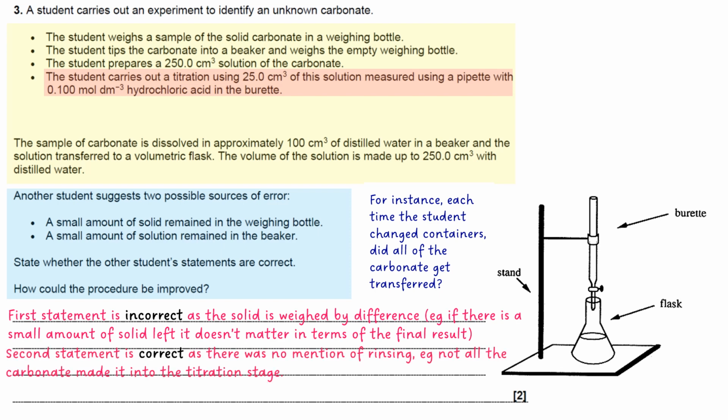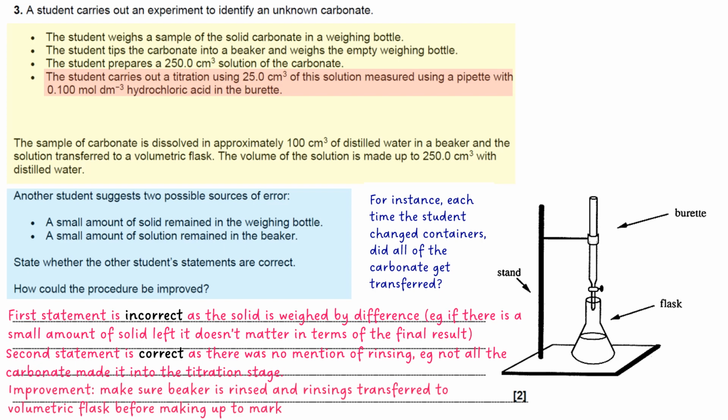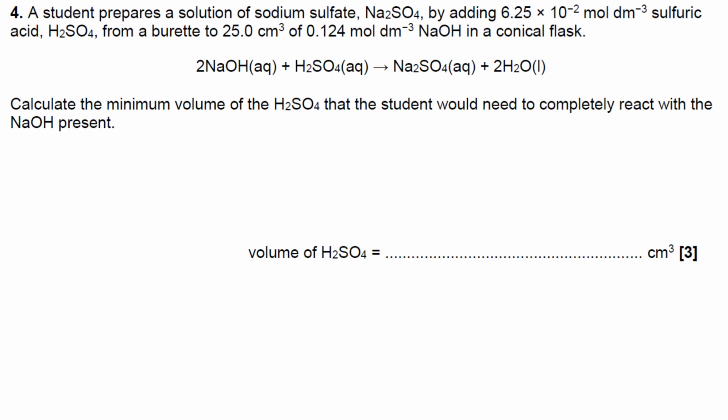The second statement is actually right, because if a small amount of solution is remaining in the beaker, then what's going to happen is the amount you think is going to be in your titration is a little bit less than what you actually have. So error starts to creep into your calculations. So the improvement needed is that the beaker has to be rinsed and the rinsings transferred to the volumetric flask before it's made up to the mark, so that all the carbonate ends up in the volumetric flask.